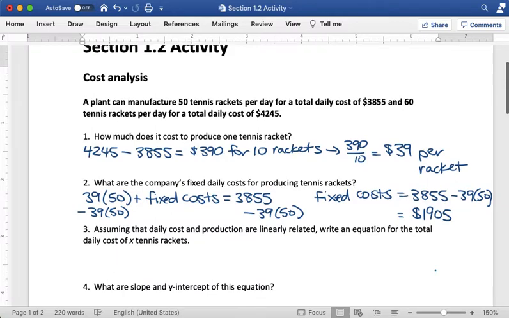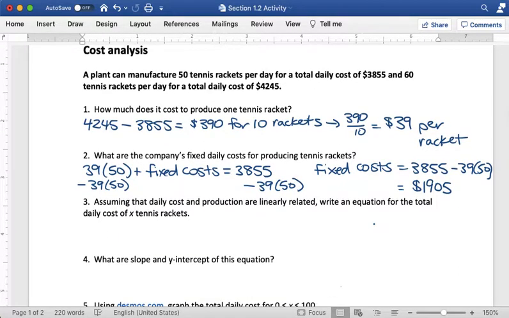So now what I want to do is write an equation, a linear equation, because we're assuming that we have a linear relationship here for the total daily cost of X tennis rackets. I'm going to use C here for costs. So my cost is equal to the fixed cost, $1,905, plus my $39 per racket times the number of rackets, which is X.